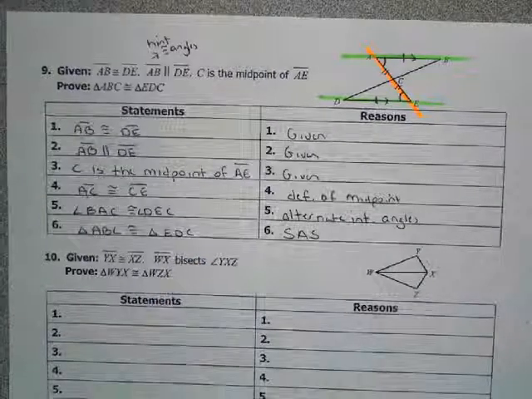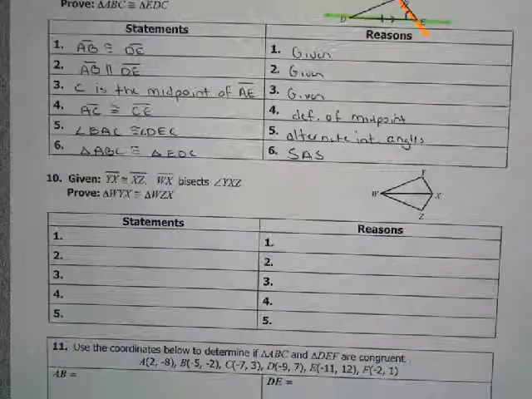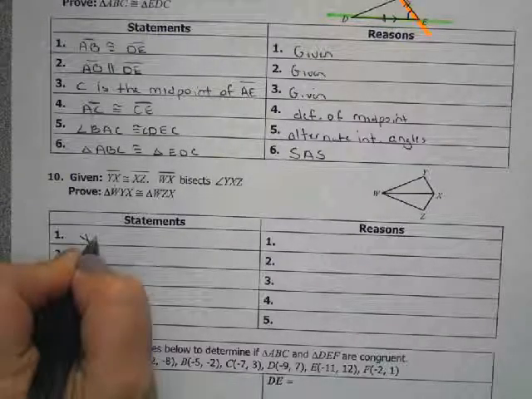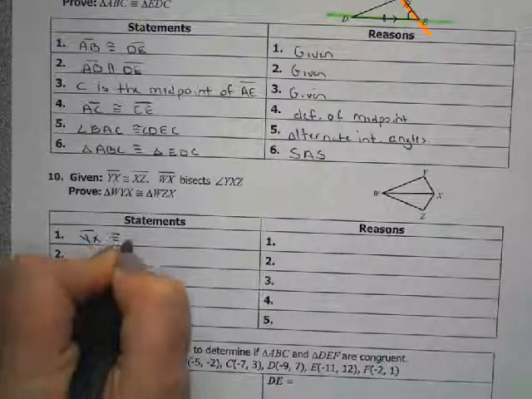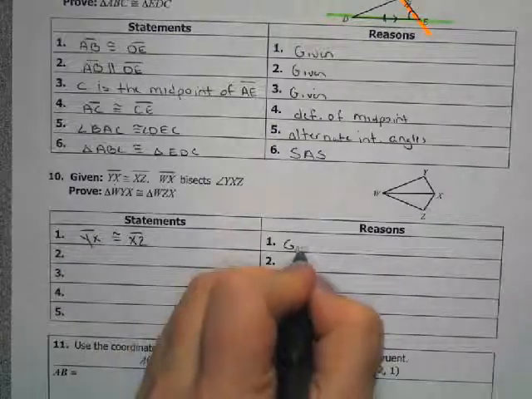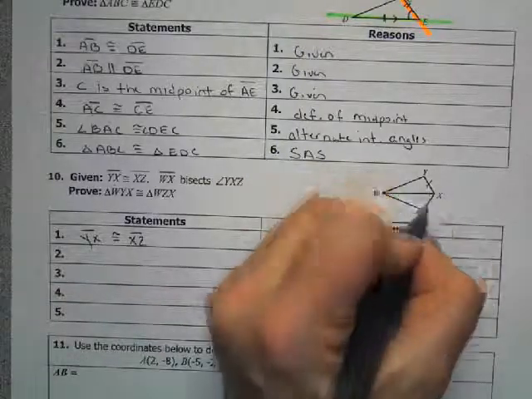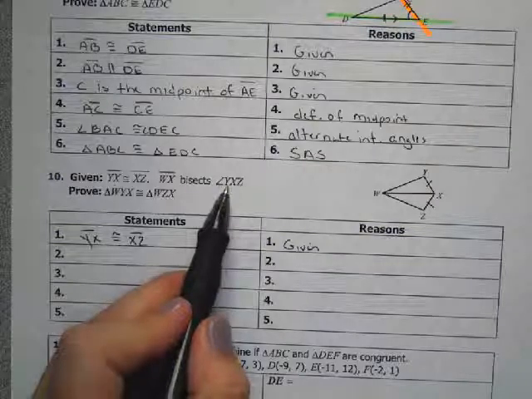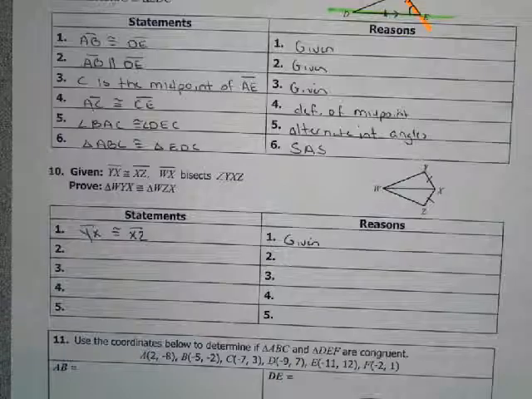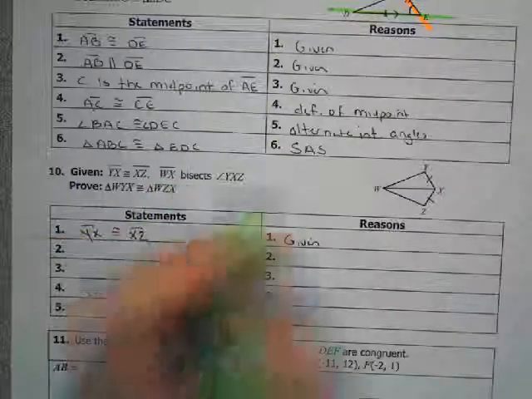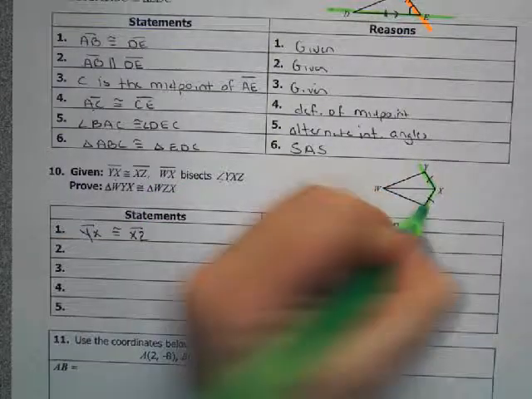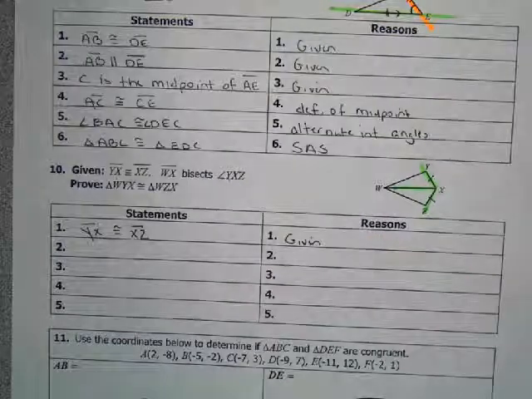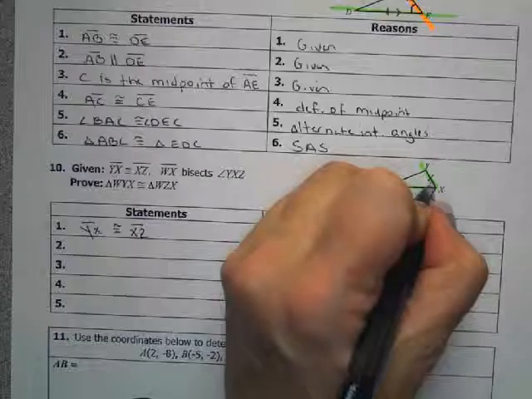And then our final proof, segment WX is congruent to XZ, or YX, excuse me. That's given. WX bisects angle YXZ. So again, make sure you know which angle is actually being cut in half. So this angle is being bisected by segment WX. So what that means is these two angles are congruent.